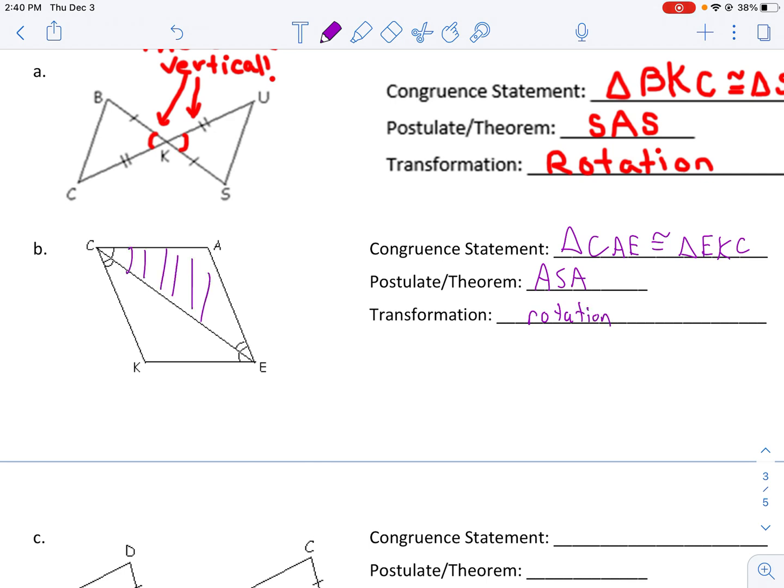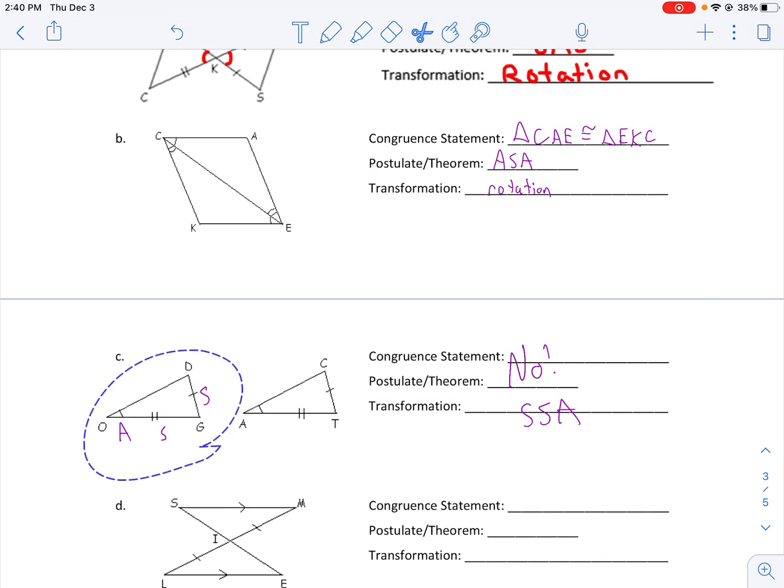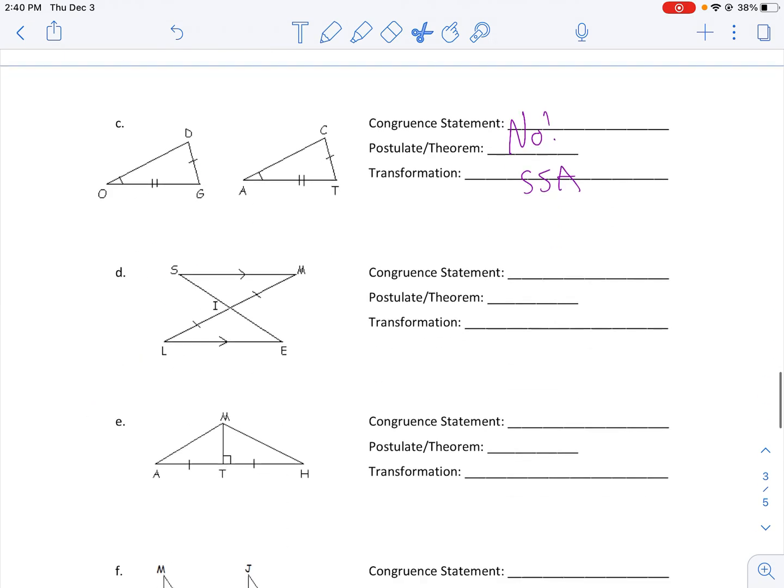So if you took this whole triangle and were able to spin it this way, maybe you can see how it would create the same triangle. Okay, here we have side, side, angle. So we can't do that. SSA, bad, no good. Get out of here.